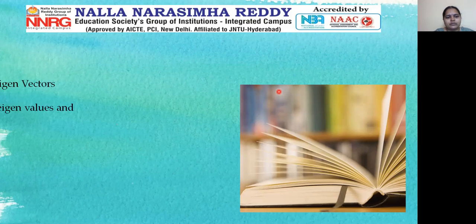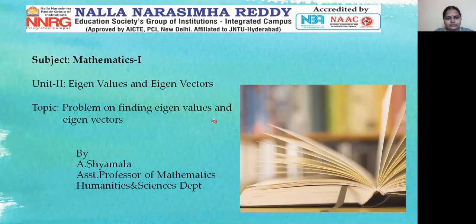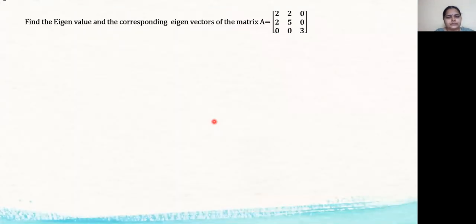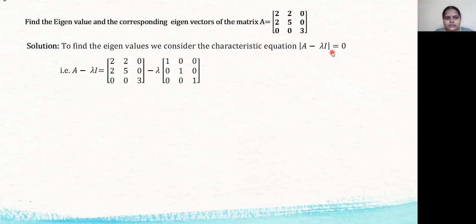In this video, I'm going to discuss a problem on finding eigenvalues and eigenvectors. So the problem is finding the eigenvalues and corresponding eigenvectors of the matrix A. To find eigenvalues, we consider the characteristic equation: determinant of A minus lambda I equal to 0.